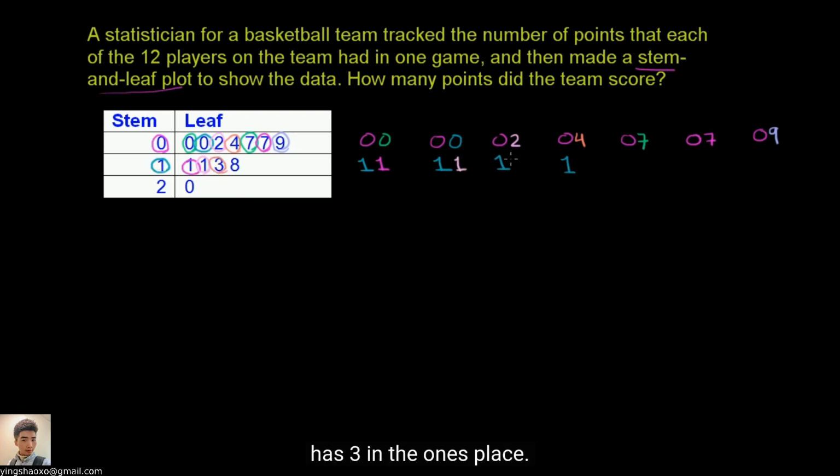Player has 3 in the ones place. So he or she scored 13 points: 1 in the tens place, 3 in the ones place, 13 points. And then this player has 8 in their ones place. So he or she scored 18: 1 in the tens place, 8 in the ones place.